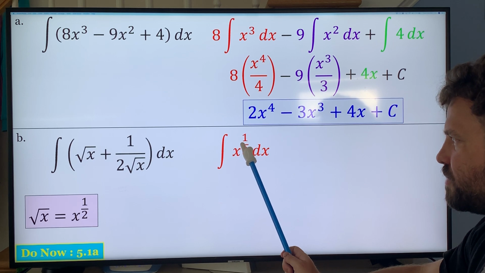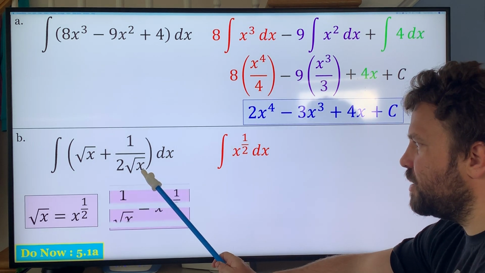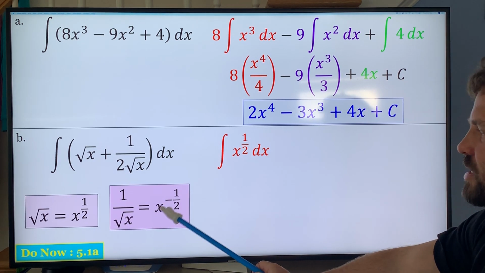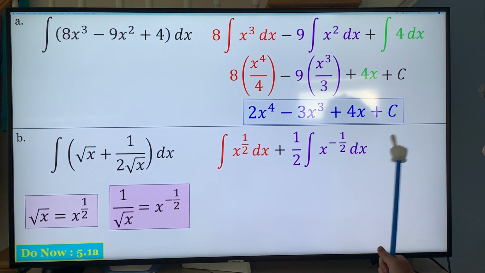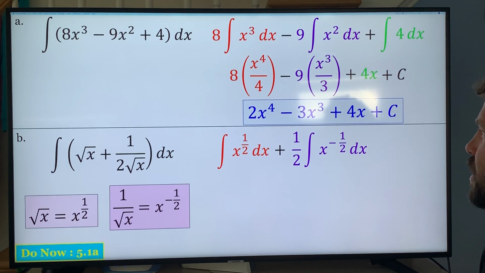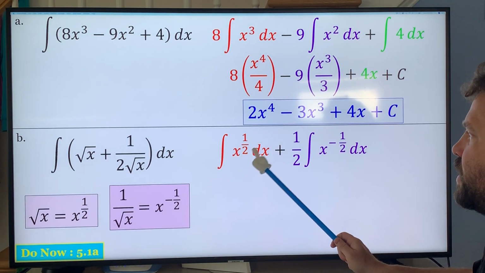Radical x to the 1/2 plus, what's this become? 1 over radical x is x to the negative 1/2. So it's plus 1/2 x to the negative 1/2 dx. That's it. You're going to derive it in terms of x.